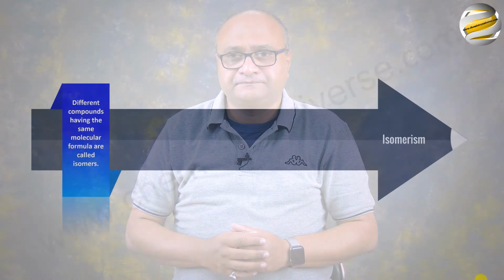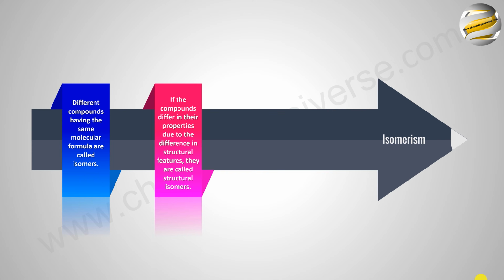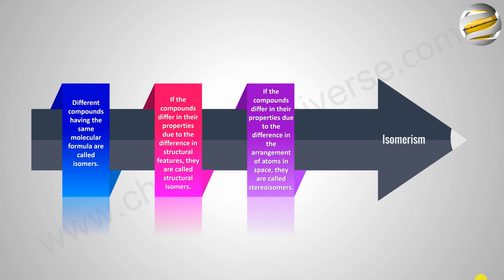And they are generally of two types. If the compounds differ in their properties due to the difference in structural features, they are called structural isomers, while if the compounds differ in their properties due to the difference in the arrangement of atoms in space, they are called stereoisomers. This is what you need to understand. Remember the first definition I told you when a student comes to class 11th? They say isomers are those compounds which have the same molecular formula but different structural formula, different structures. No. That is one category. They are called structural isomers.